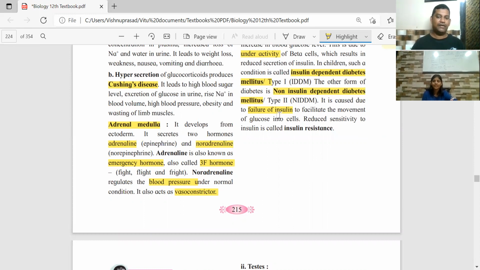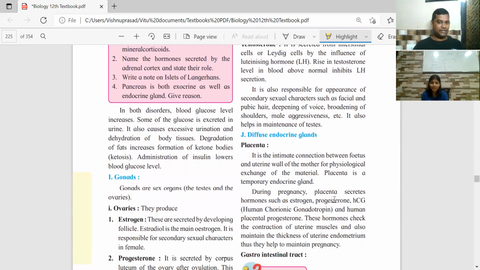So failure of insulin to facilitate the movement of glucose into cells. That is type 2. If sensitivity to insulin is reduced, then it is called insulin resistance. Understood this? This is the most common metabolic disorder associated with the pancreas. You should remember.